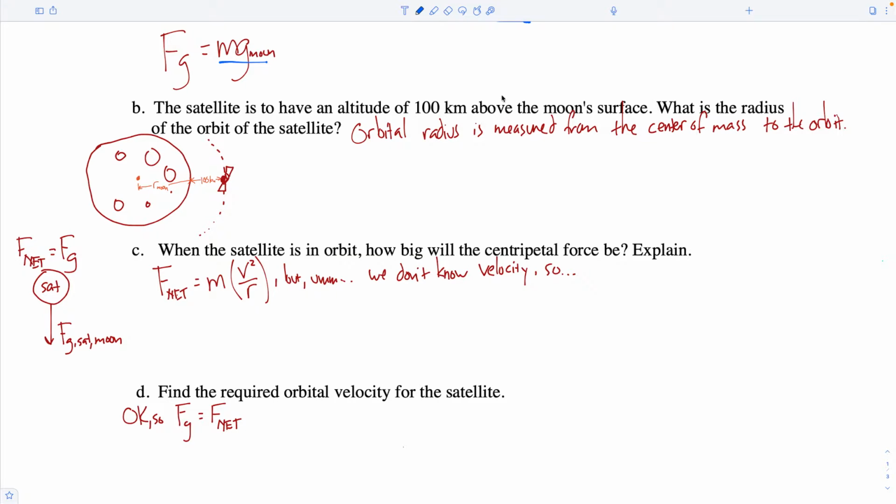All right. Also, please be careful. Remember, whenever we're doing calculations, everything needs to be measured in meters, seconds, and kilograms. And if it's not, make sure you convert it to those before you do the calculation. So here it gives you the altitude in kilometers. You'll need to convert that to meters before you find the orbital radius. Okay.